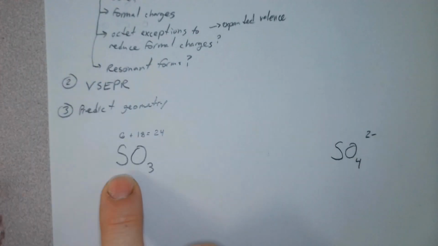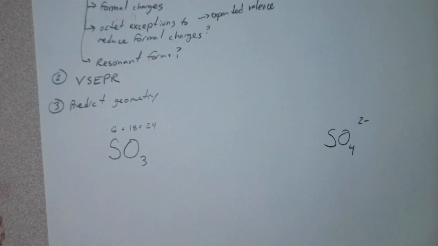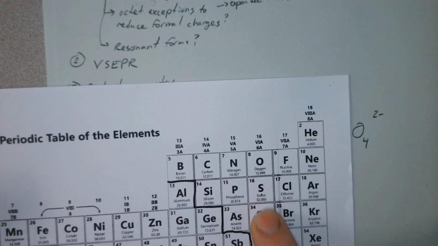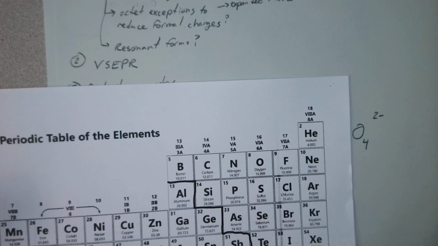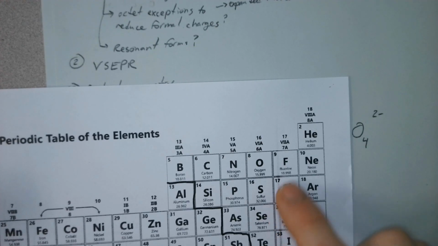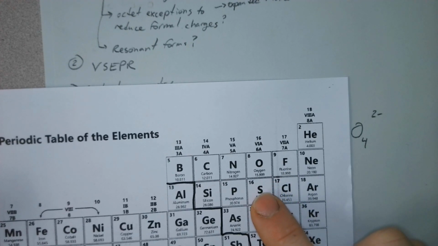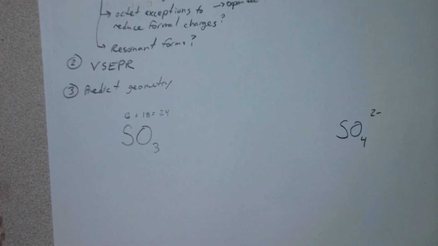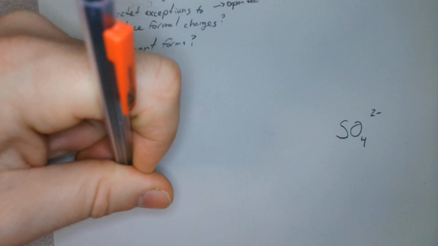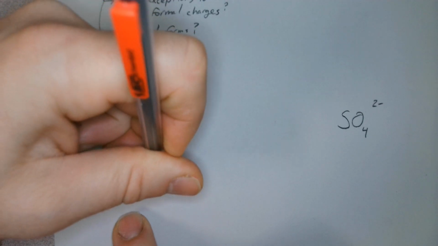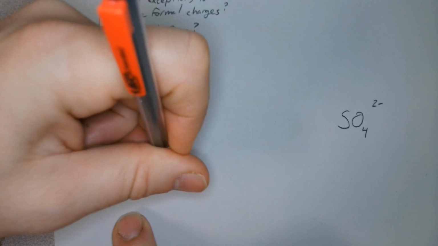So here's my total. Can't exceed that. Let's put the least electronegative element in the center. You would know that because while they're in the same column, sulfur is further down on the periodic table, and thus periodic trends would tell us this is probably less electronegative. So I'm going to put sulfur in the middle. Now, sometimes it's tempting to want to put things in, I don't know, a line kind of like this.